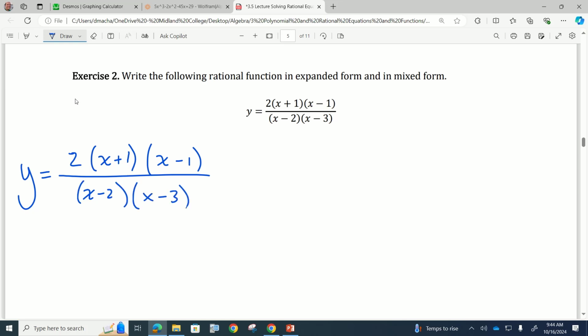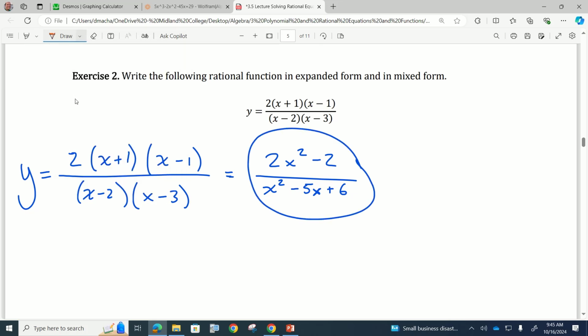And when I want to rewrite this in expanded form, I just have to expand the numerator and expand the denominator separately. And the denominator, as I expand it, you might think about foiling or whatever. This is going to be x squared minus 5x plus 6. Okay. So you expand the numerator, you expand the denominator, and that is expanded form.